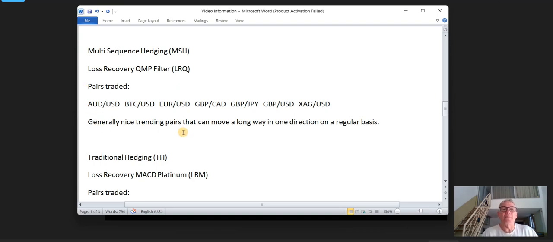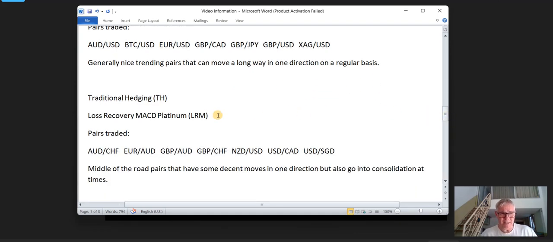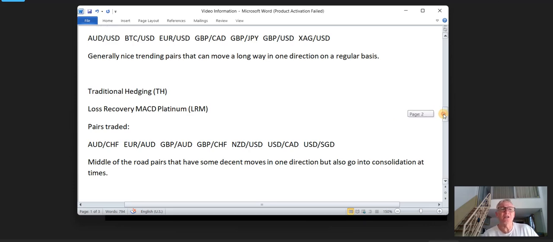These are generally nice trending pairs that can move a long way in one direction on a regular basis. We'll see that when we look at the charts. Now, the traditional hedging we also covered yesterday goes hand in hand with the loss recovery on the MACD Platinum. So instead of the loss recovery QMP, we do loss recovery MACD Platinum. I'll explain these once we get on the charts. And again, here's an example of these pairs: Aussie Swiss, Euro Aussie, Pound Swiss, New Zealand USD, USD CAD, USD Singapore dollar. So these are sort of middle of the road pairs that have some decent moves in one direction, but also go into consolidation at times.